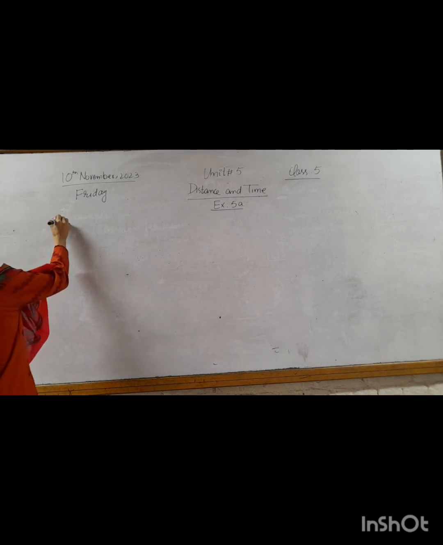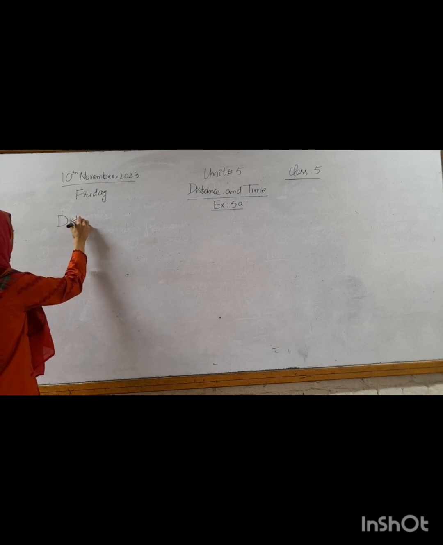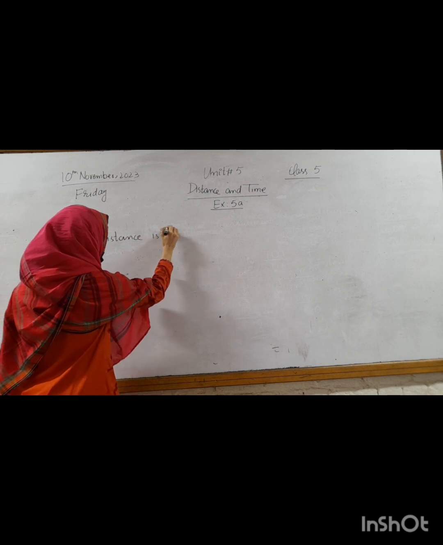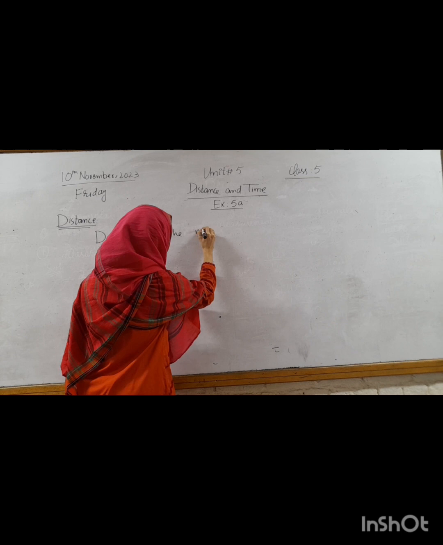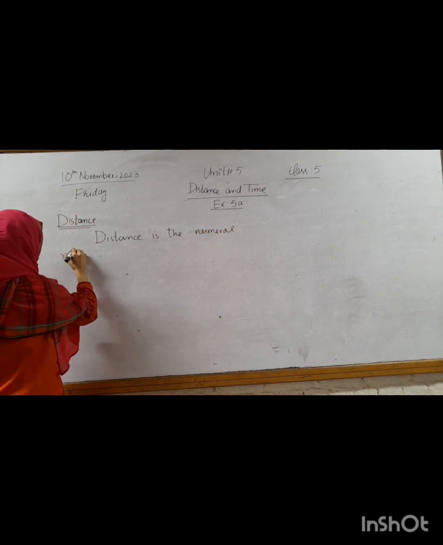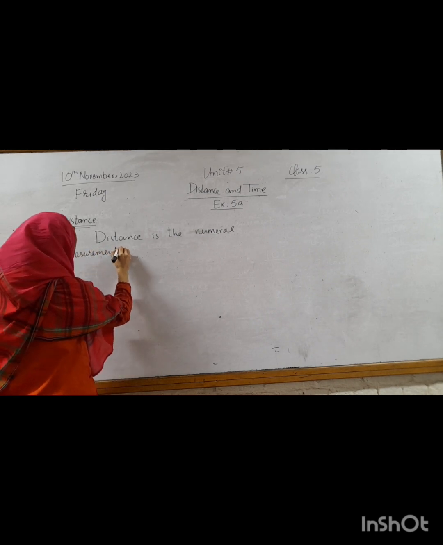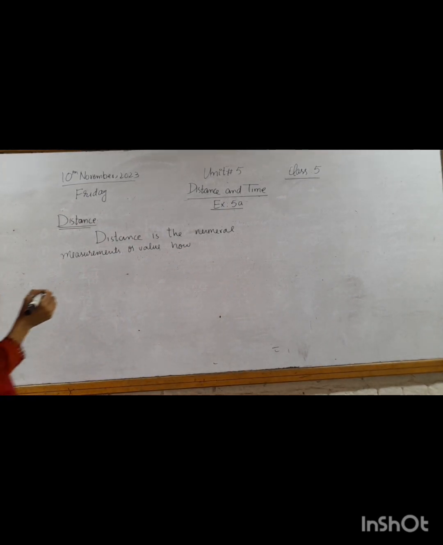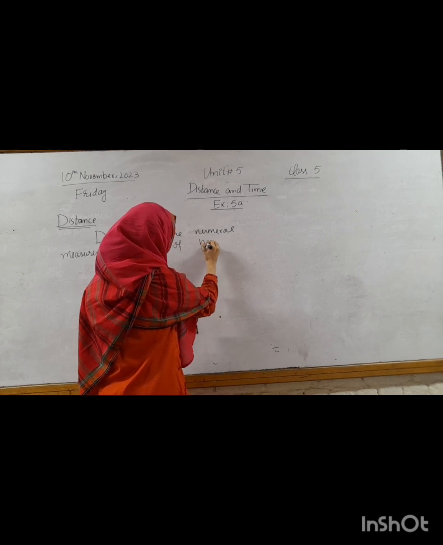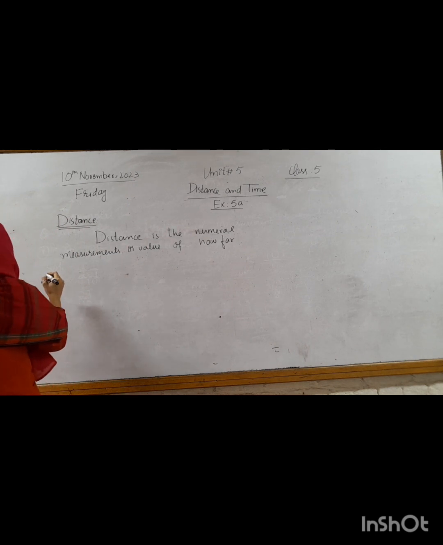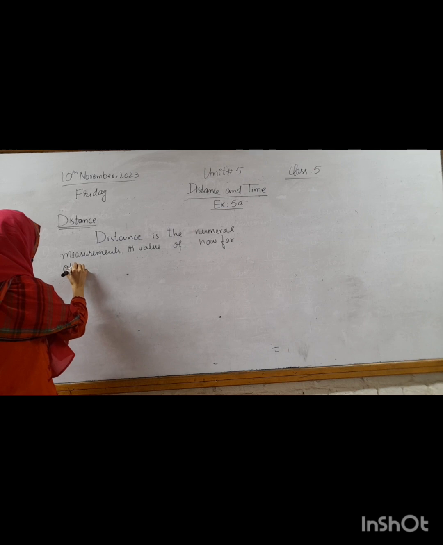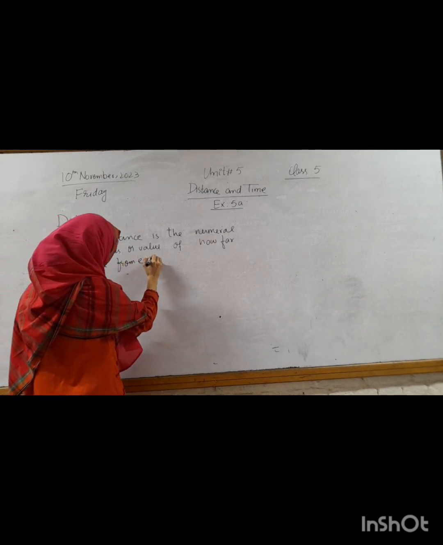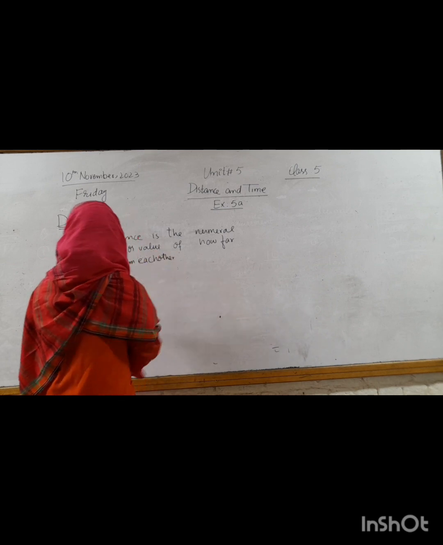We have a definition for distance as: distance is the numeral measurement or value of how far objects are from each other. So distance is the numeral measurements.